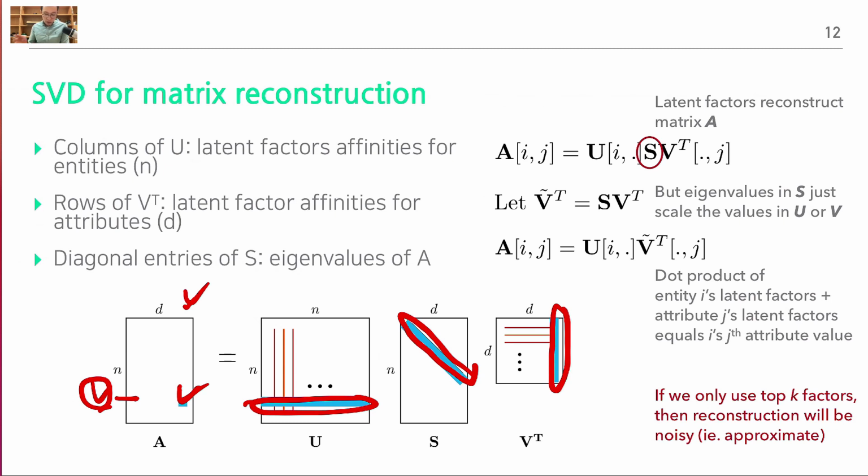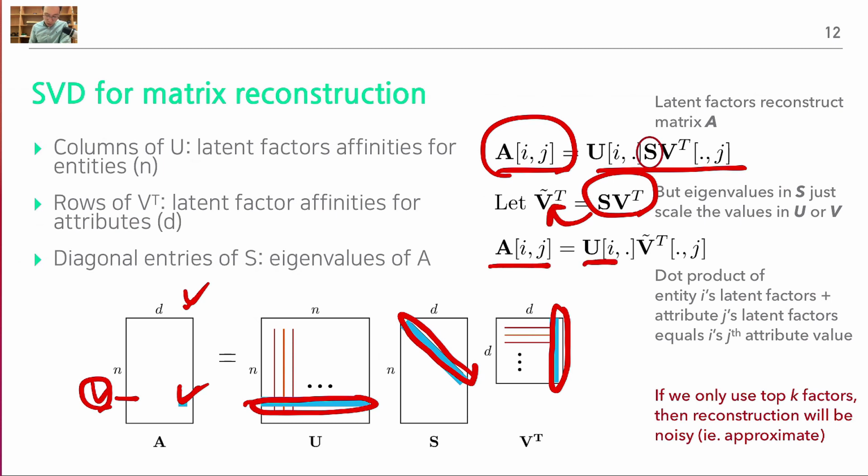In linear algebra notation, to get this information, we utilize these, and actually we can replace these with this one, and it is decomposed into a multiplication of two matrices. It is the dot product of entity i's latent vector and attribute j's latent vector, which equals i's jth attribute value. It sounds complicated, but you just need to understand that from the SVD, we are able to decompose into user-wise latent vectors and item-wise latent vectors.